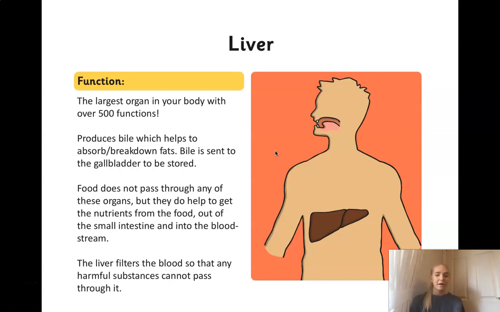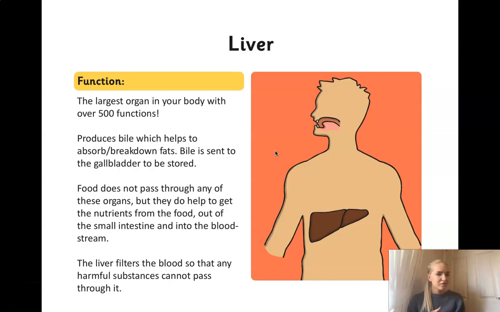Really important to remember that the liver, the pancreas, and the gallbladder do not have food passing through them, okay? So no food passes through these organs like it does with the small intestine and the esophagus and the large intestine. But they do help to get the nutrients from the food out of the small intestine and into our bloodstream, because we know that not all of our food is digested. The good stuff is sent back to our blood and the bad stuff goes through our large intestine.